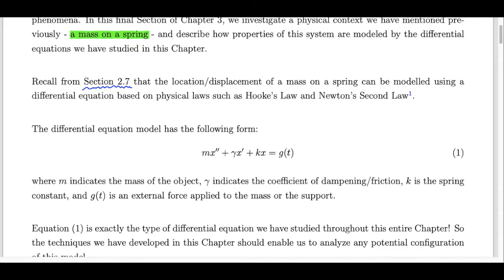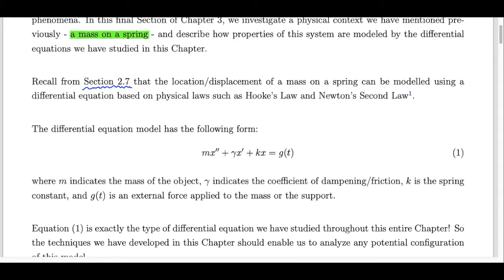This is, of course, exactly the type of differential equation we've been dealing with this entire chapter. It is linear, it's second order. My coefficients on the left are all constants, and there will be many cases in which the external forcing function is 0. That'll lead to a homogeneous differential equation, and we'll also investigate cases where there exists some non-zero forcing function. That is, we'll be investigating non-homogeneous versions of this differential equation as well.